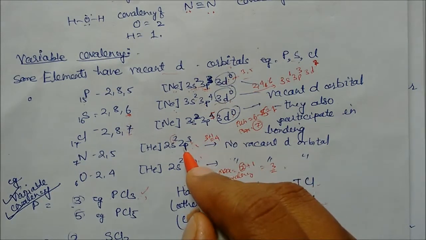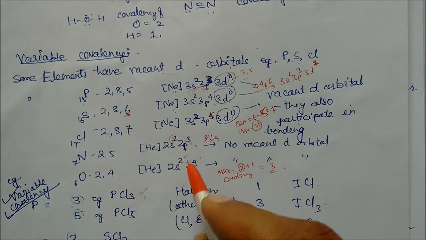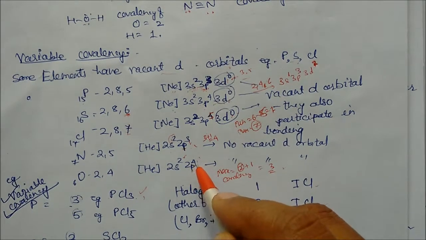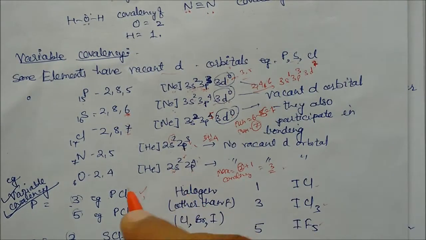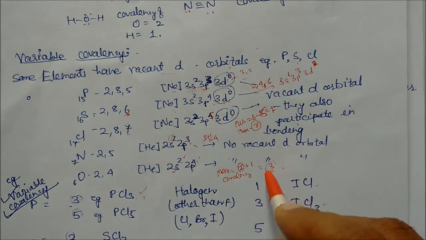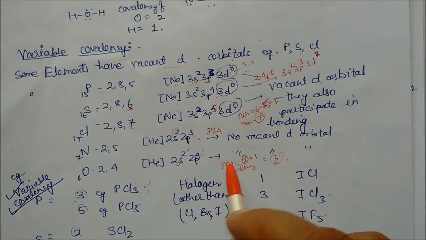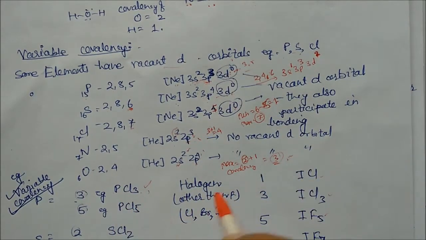3 for this 3p and 1 electron also involved in bonding. Similarly for oxygen, here 3 electrons are there, okay, and 1 electron is shared by this oxygen. So the maximum covalency of this oxygen is how much? 3. We will see more examples in other stages. We will see how the covalency of the oxygen is 3.